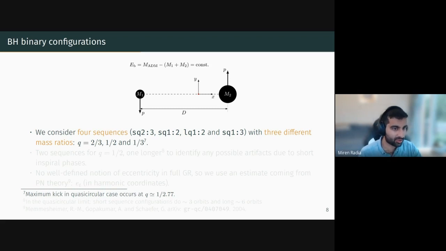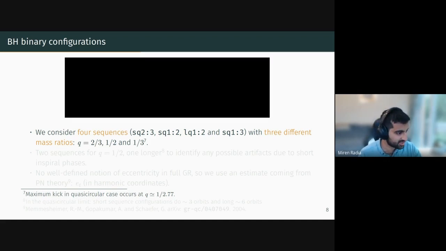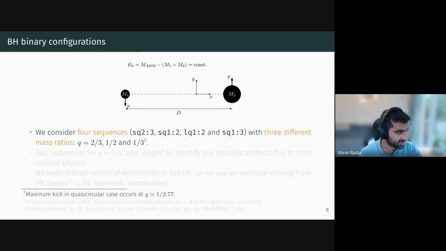Then we progressively reduce the tangential momentum whilst holding the binding energy constant, for which the formula is at the top. That's just the difference between the ADM mass and the total of the two black hole masses. We hold this constant, and this means the initial separation D increases. In this short animation, you can see that as we reduce P, D increases as the binding energy is held constant.